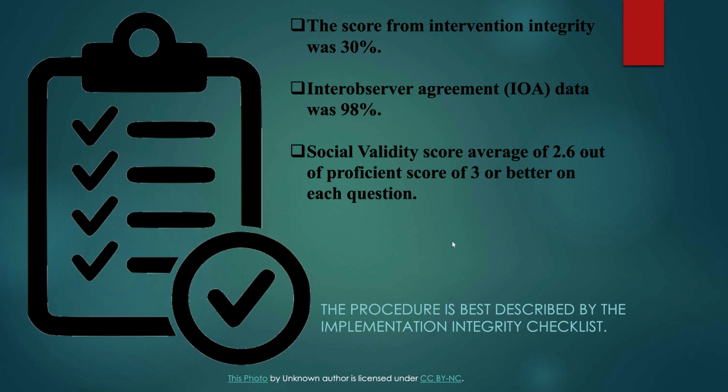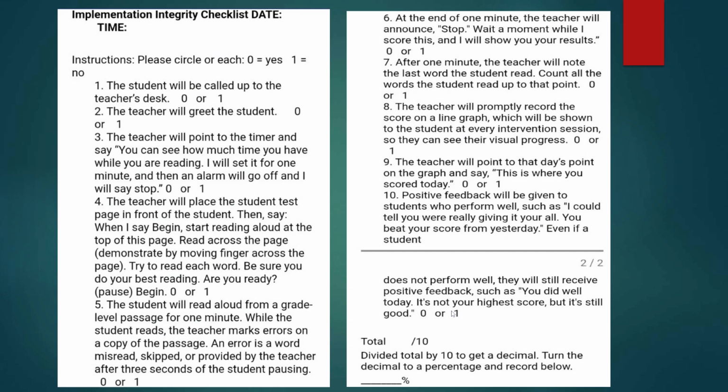The next thing you're looking at is the intervention checklist or the implementation integrity checklist. So basically, the difference between the intervention and baseline is this is what would happen during the intervention. The students would be told that there was a timer, told that they could look at the timer, and then at the end, they were given a visual feedback and positive verbal feedback.